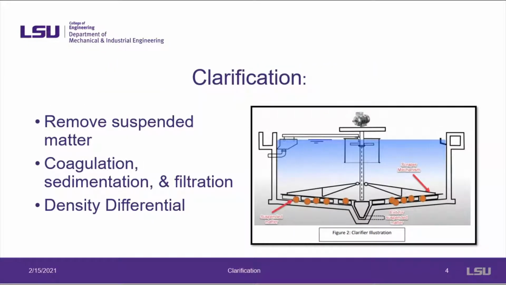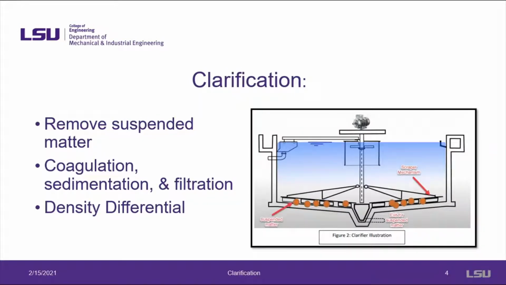A schematic of a clarifier is shown to the right. The purpose of the clarifier is to remove suspended matter from the water. The first step in this process is coagulation. Coagulants such as lime, sodium aluminate, and aluminum sulfate are added to the clarifier where they react with suspended matter in the water to form a precipitate. A density differential then causes the sediments to accumulate at the bottom of the clarifier. A scraping mechanism then removes the sediments from the bottom.